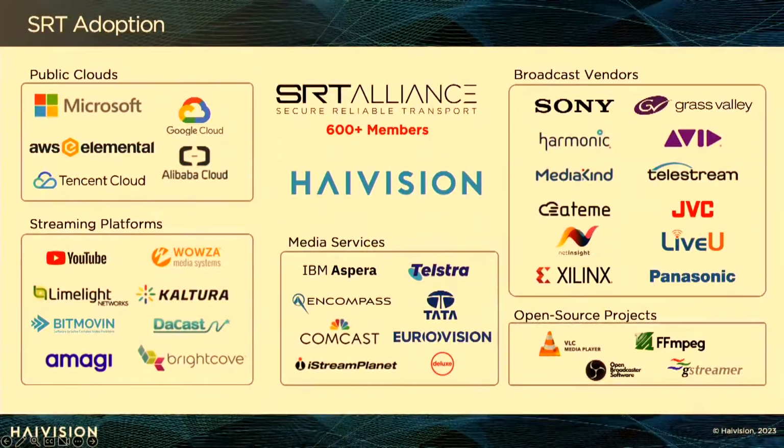As I was mentioning in the intro, SRT has been widely adopted. So now you have a few examples here of companies who are compatible or integrating or using SRT. It can be public clouds. I was mentioning just on the previous slide that the SRT Gateway is available on AWS or Microsoft Azure, for example, or Alibaba Cloud. So public clouds have been integrating the SRT technology. It can be also streaming platforms. Recently, YouTube joined the SRT Alliance, and now it's possible to send an SRT feed straight to YouTube.